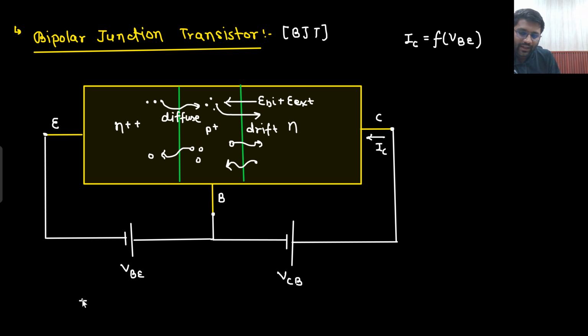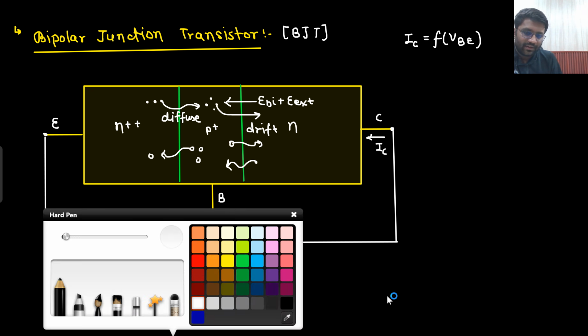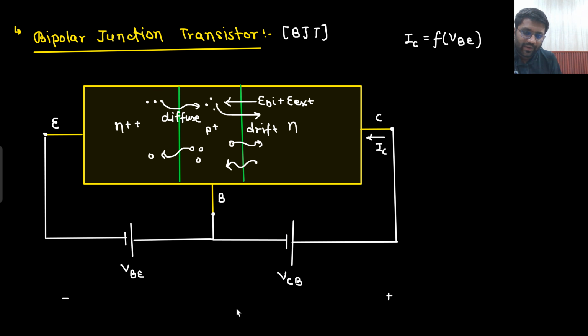And this combined voltage, what can I call it? Let's show the positive sign here and negative sign here. This combined voltage I can call VCE, because this is at higher potential and this is at lower potential. Don't care about the rest. So here I have applied forward bias.